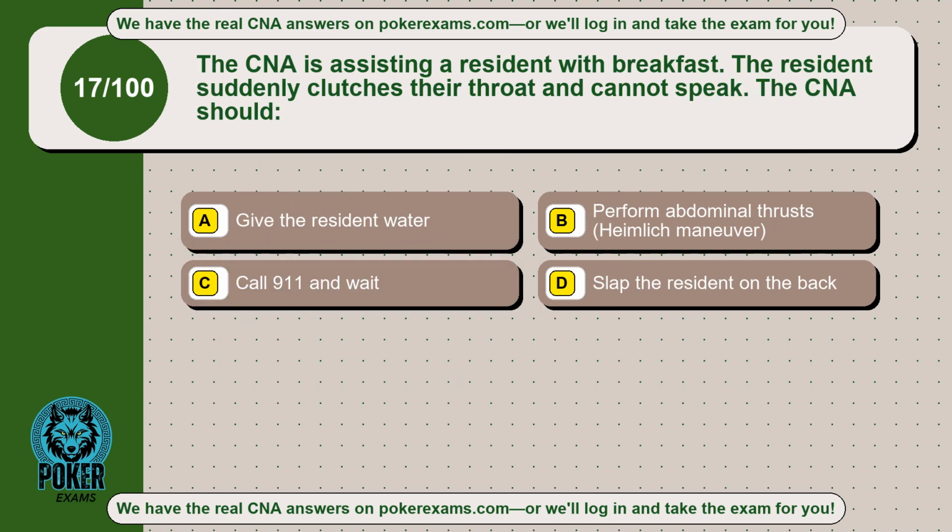Question 17. The CNA is assisting a resident with breakfast. The resident suddenly clutches their throat and cannot speak. The CNA should: Option A, give the resident water. Option B, perform abdominal thrusts, Heimlich maneuver. Option C, call 911 and wait. Option D, slap the resident on the back.